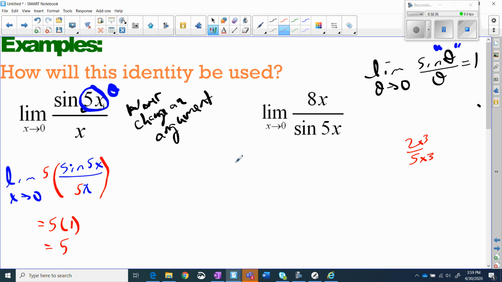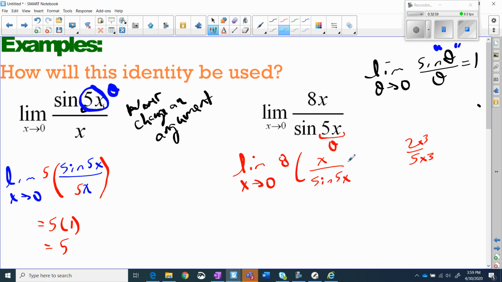So look at this one. Limit as x is approaching 0, and I've got 8x. Now I have sine 5x, so this is my theta. That means I want 5x here, not 8x. So what we're going to do is peel the 8 off to the front, because it's just 8 times x. So 8 and the x separate out, that is still 8 times x.